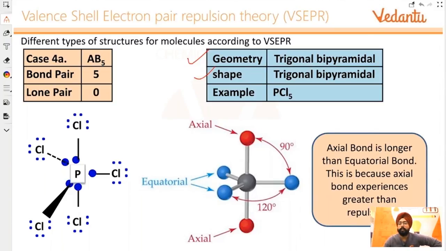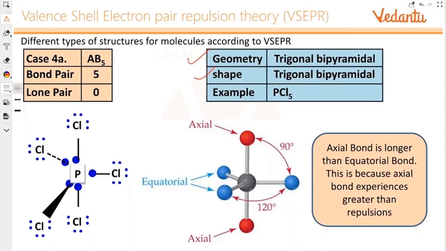Think about it. Syed is pointing out a very important thing. Just look at the statement that's given over here. Axial bond is longer than the equatorial bond because axial bond experiences greater repulsions. Think about it.